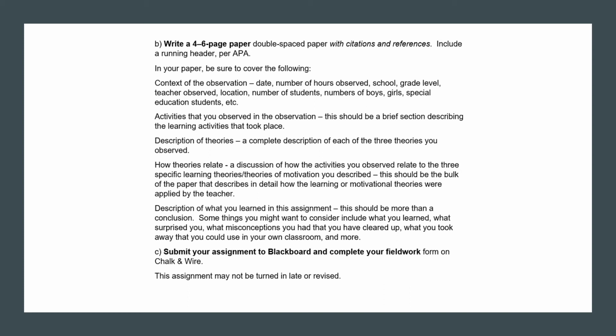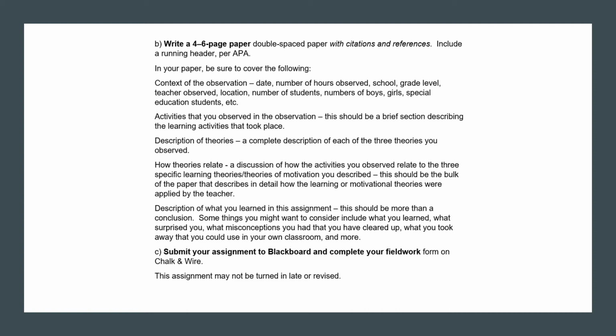Write about the activities that you observed in the observation. This description should be clear enough and should go on for probably about a page or so, and it should allow the reader to form a clear picture of what was happening in the lesson. Too little description results in confusion about what was happening. Too much description means that you're focusing too much on the lesson and not enough about the theories.